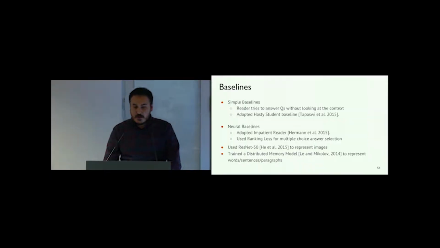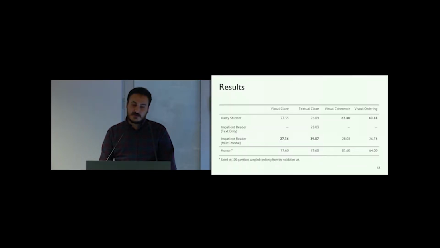We developed simple and neural baselines. In the simple baselines, the reader tries to answer questions without looking at the context. We adapted the Hasty baseline for these simple baseline models. For the neural baseline models, we adapted the impatient reader and used ranking loss for multiple choice selection. We used ResNet-50 to represent images and trained a distributed model to represent words, sentences and paragraphs. Here are our results.